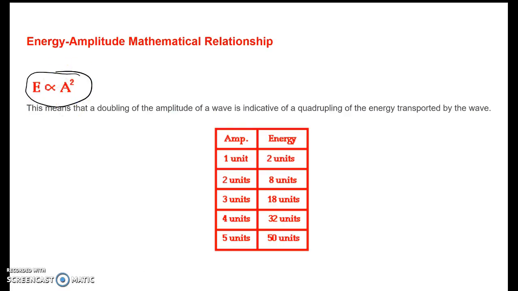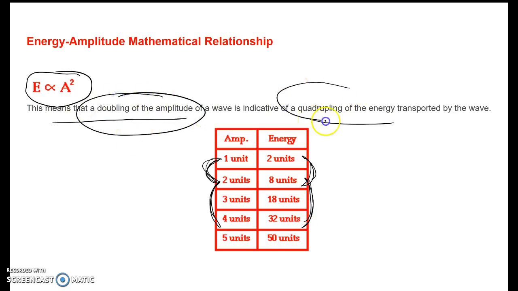Its energy and amplitude are closely related. If you double the amplitude, you quadruple the energy. So when we go from 1 unit of amplitude to 2, we double, and the energy goes from 2 to 8, we quadruple. When we go from 2 to 4, we double, and the energy quadruples. So if you double the amplitude, you quadruple the energy. Always a good rule of thumb to think about with waves.